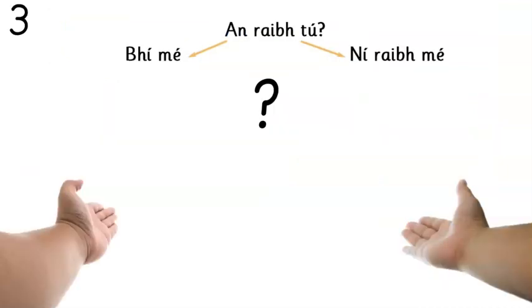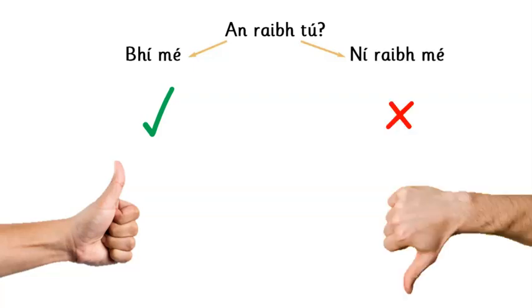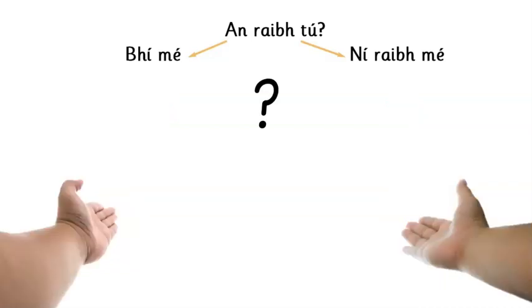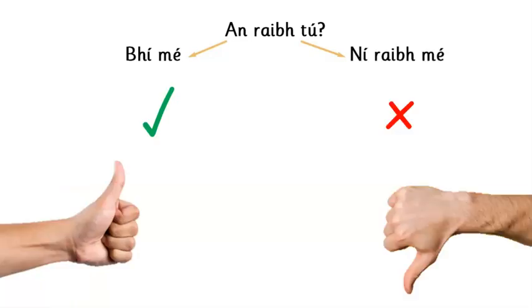One last one. So two hands out. I want you to repeat this after me. An raibh tú? Were you? The answer is bhí mé. I was. So thumb out on your left hand. Bhí mé. Repeat after me. Bhí mé. Or ní raibh mé. I wasn't. So were you? I was or I wasn't. So an raibh tú? One more time. Thumb out: bhí mé, and ní raibh mé. They're the two answers.